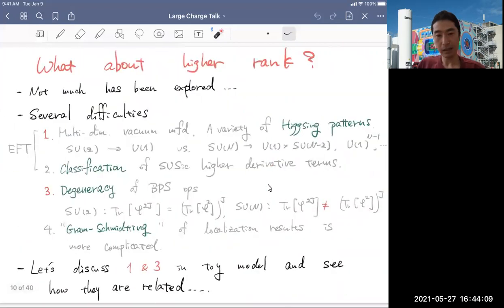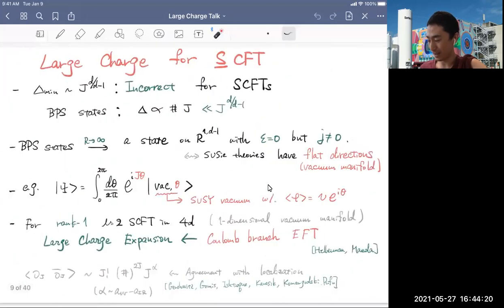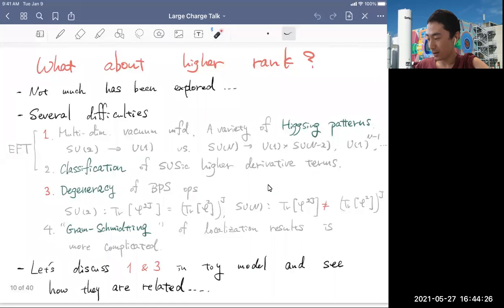But you might ask, what happens if you consider a theory with higher rank, not just rank 1. By rank 1, for example, in the context of N=4 super Yang-Mills, I have in mind something like SU(2) N=4 super Yang-Mills. For higher rank, I guess not much has been studied, and the reason is that there are several difficulties.